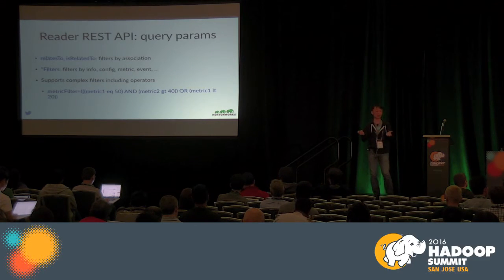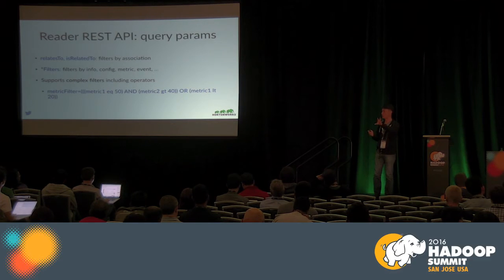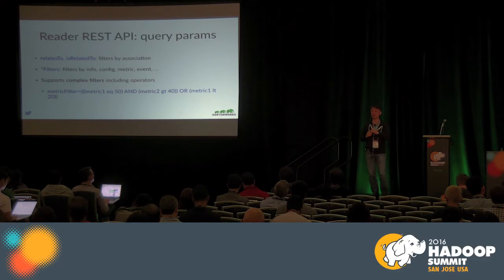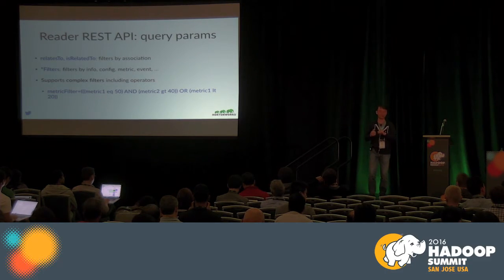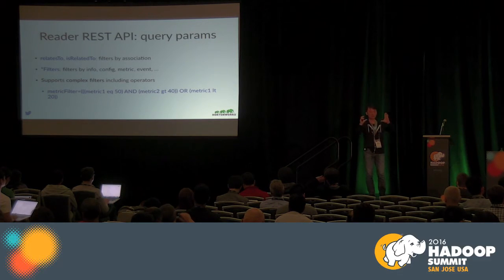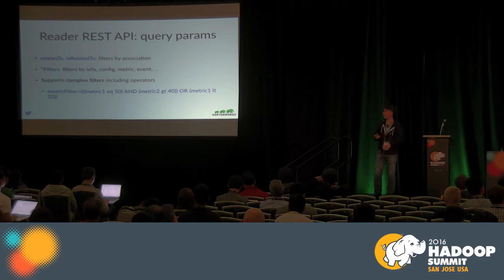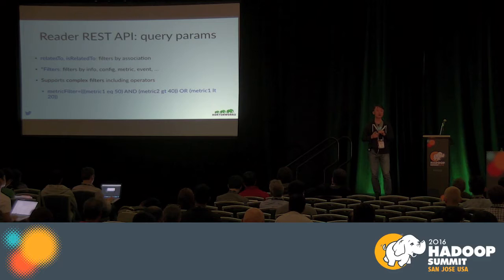Or you can even filter by association. I want to just get entities that satisfy only this condition. You can create all kinds of filters based on the info, configuration, metrics, and events. And one nice thing on top is that you can even create more sophisticated, complex filters. You can have something like, give me things where metric 1 is equal to 50 and metric 2 is greater than 40, or metric 1 is less than 20. It's a very sophisticated expression now you can use to really telescope to the things you really want to get back. And these things are actually implemented as a predicate push down in HBase so that you really push it down all the way to the storage and to really optimize the data coming back to you.